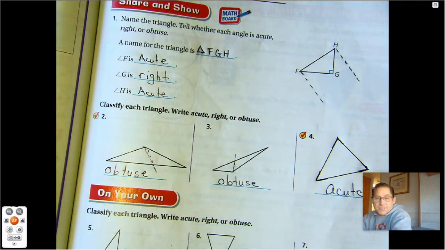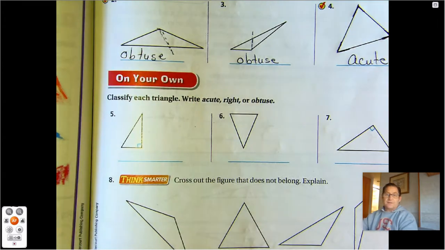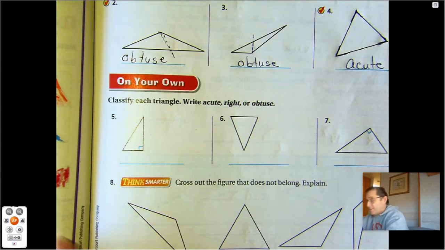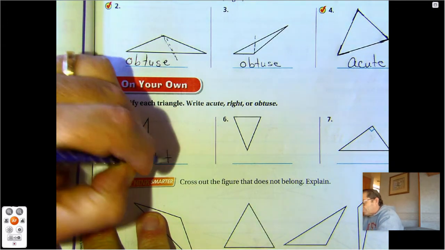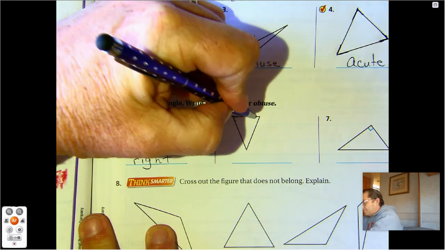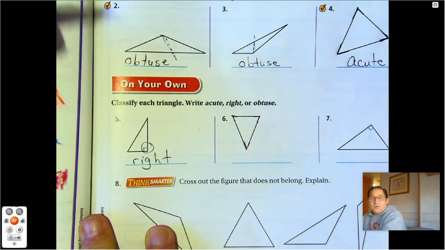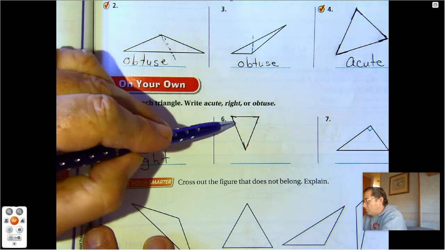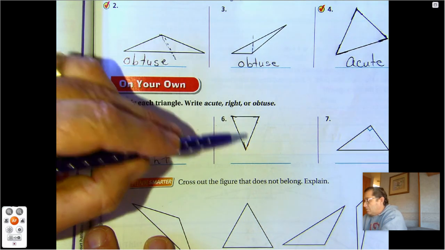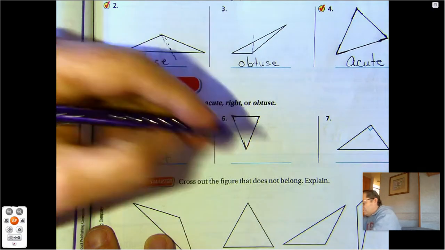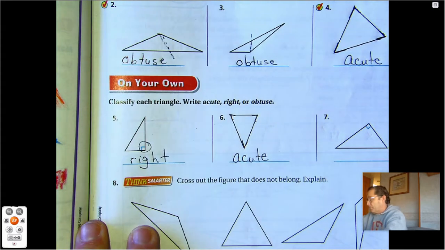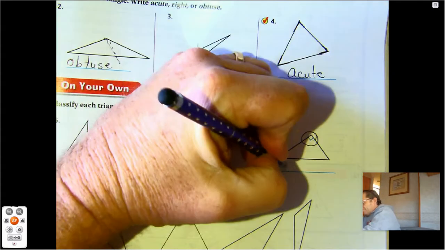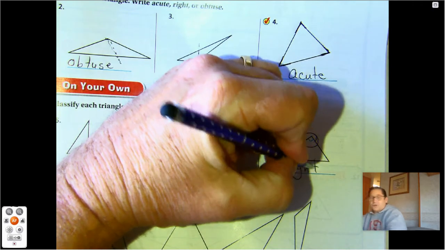All right, let's continue. Again, we're just going to name these 3 triangles based on the measurement of their angles. This one gives it away. It's a right triangle. This triangle, we look at all the angles. Those are all open less than a right angle. So those are acute angles. So it's an acute triangle. Okay, this one gives it away. It's a right triangle.